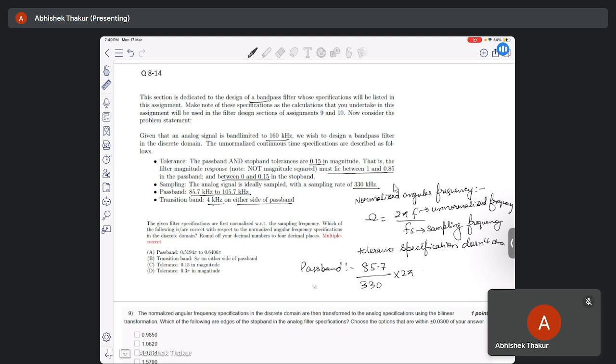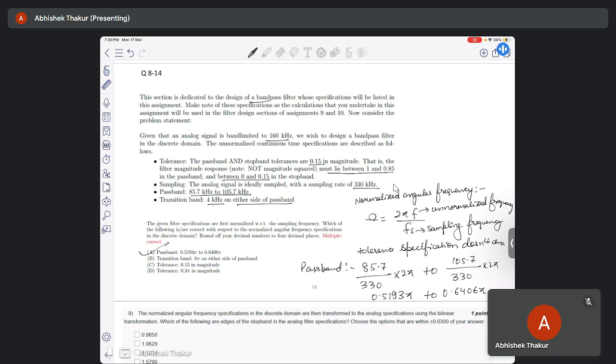So this will become 205.7 by 330 into 2 pi. So our first one will become 0.51935 to 0.6406. Okay, so option A is the correct here.